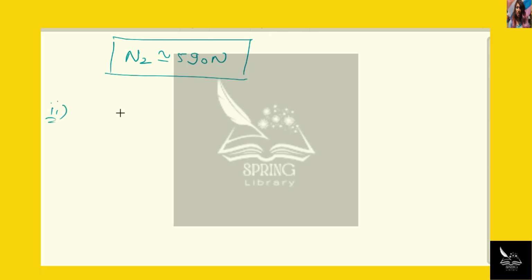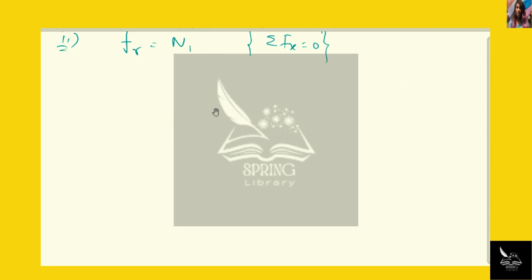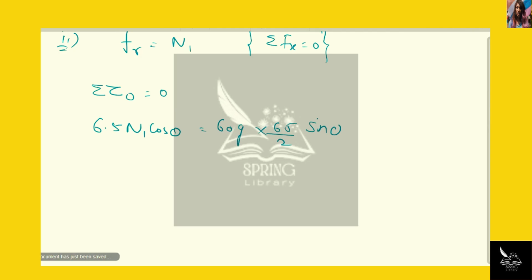Now we have to find the force in horizontal direction, that is Fr. So Fr, that is frictional force, is equal to N1, since net force in horizontal direction is equal to 0. Now we have to find N1. So we can say that net torque about point O is equal to 0. By equating this we get 6.5 N1 cos theta is equal to 60 g into 6.5 by 2 into sine theta.